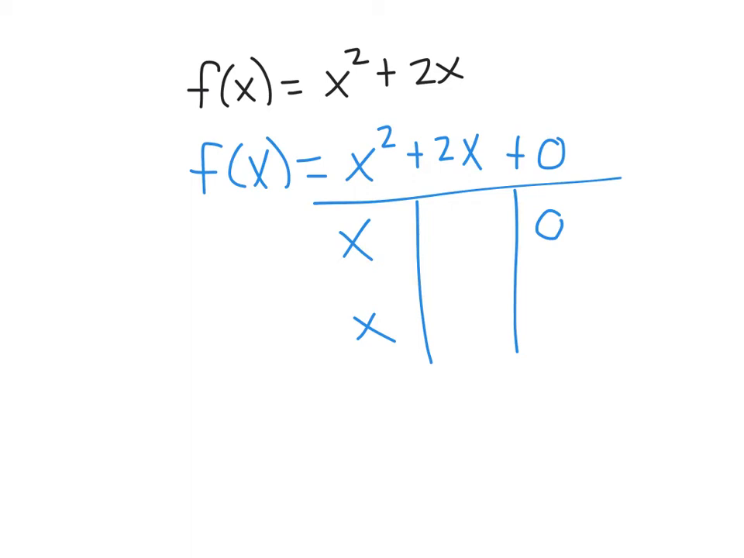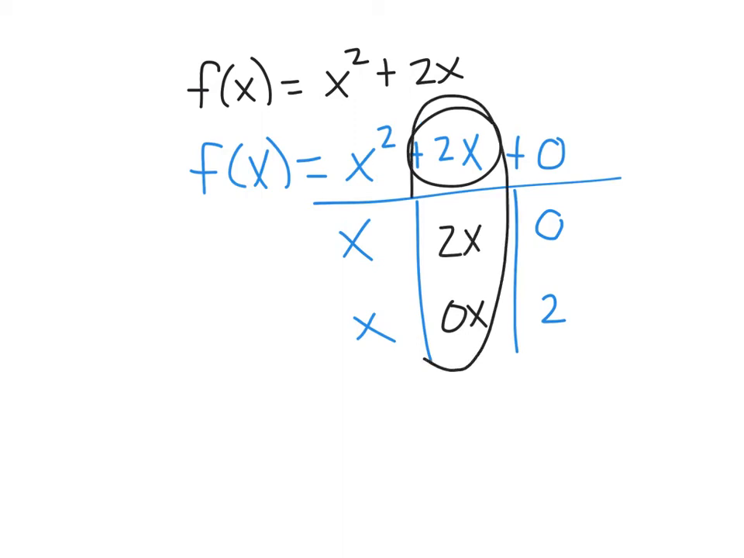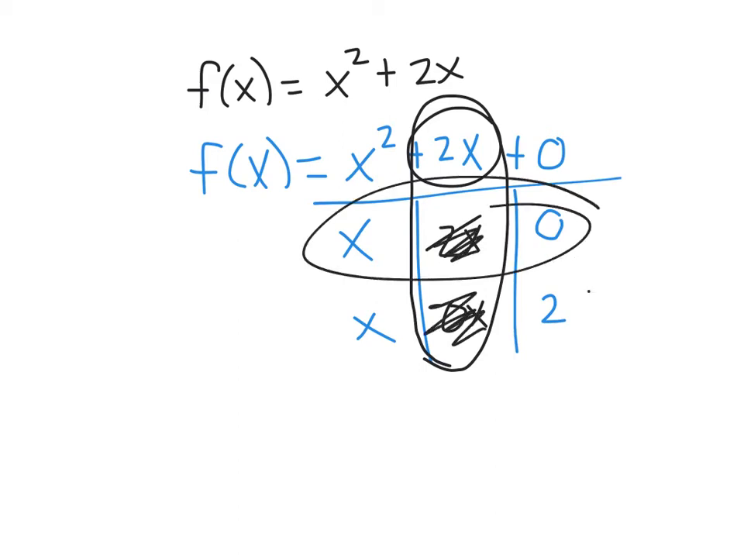Now, since I'm cross-multiplying, I am going to have 0x down here. What is 0x going to add up to give me this 2x? You guessed it right. A 2. 0 times 2 is 0, but when I cross-multiply 2 times x, gives me 2x. And now I can add this to get a 2x. So one of these terms will be x plus 0 and x plus 2.